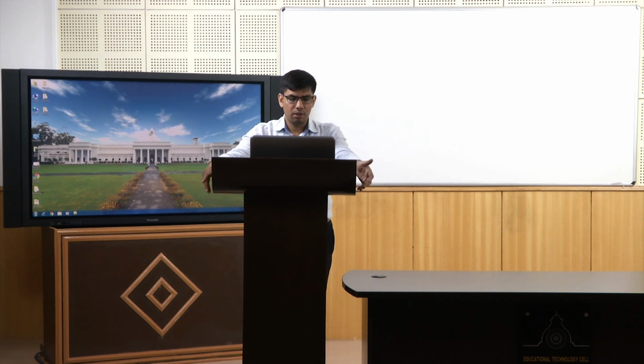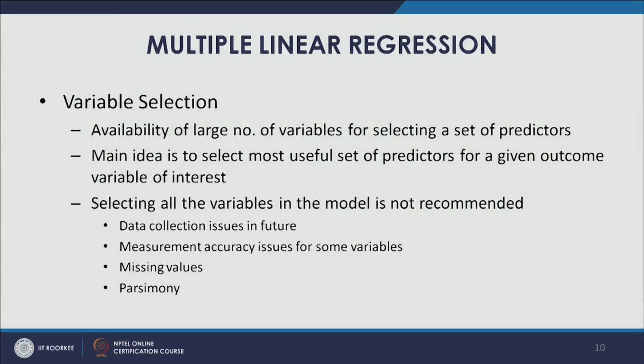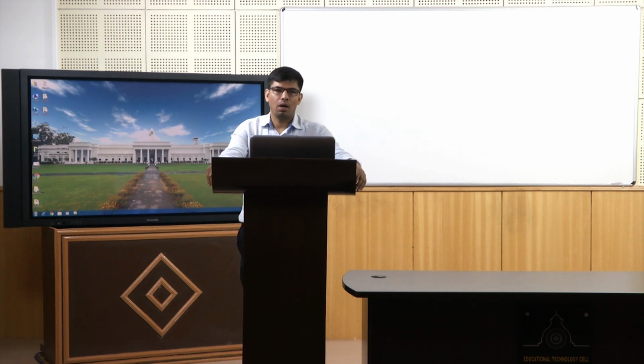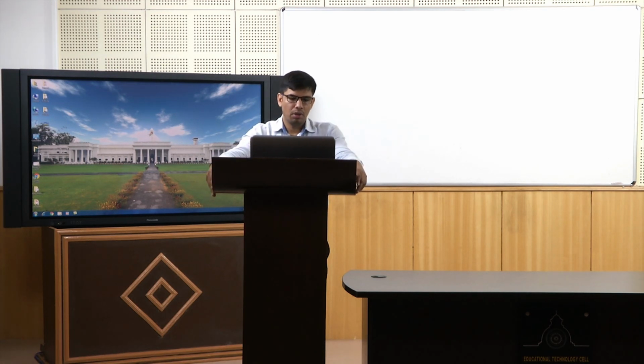Now another reason is parsimony. As we have discussed before, we would like to follow the principle of parsimony. So it is always recommended that we try to build a model with as few predictors as possible and still be able to explain most of the variability in the outcome variable of interest. That is the ideal scenario that we want. So with respect to this principle of parsimony also, we should be building our model on fewer variables, and model building on all the variables is not recommended.